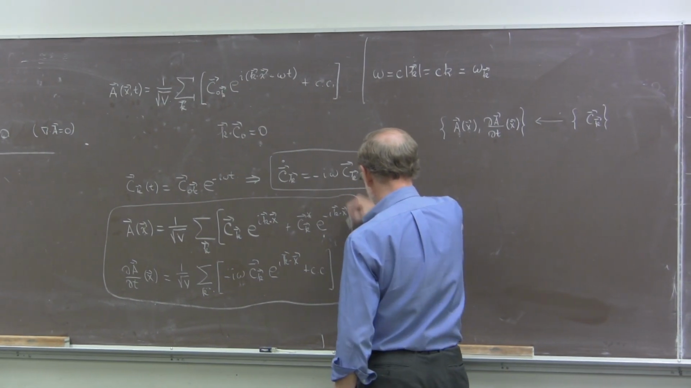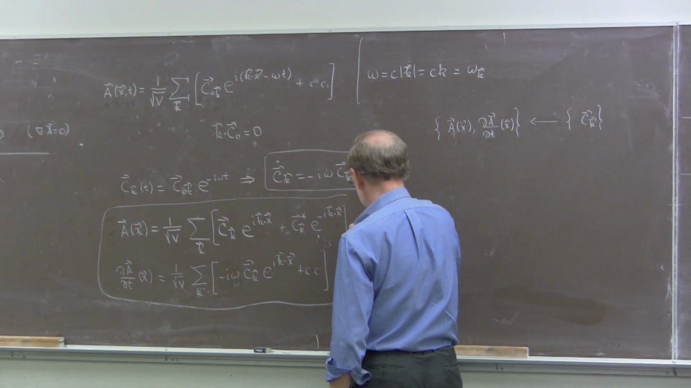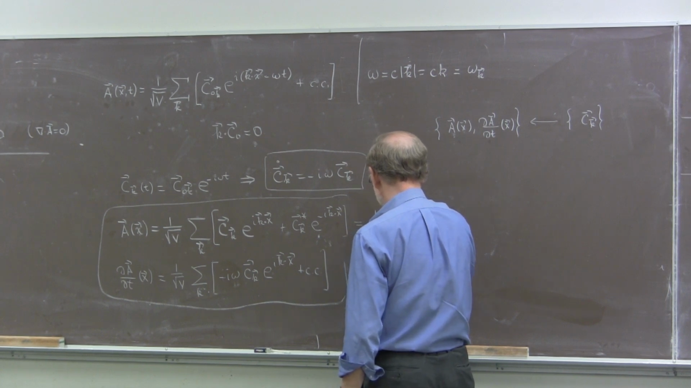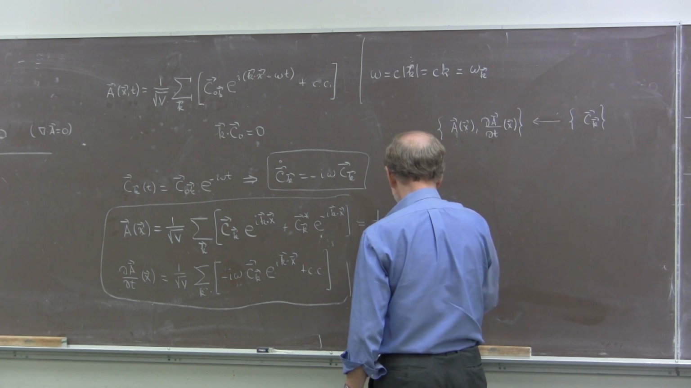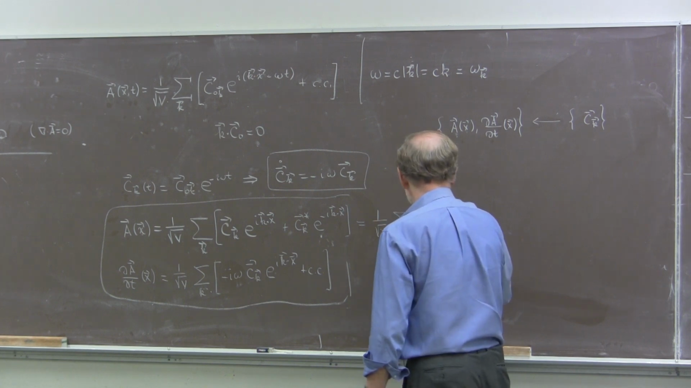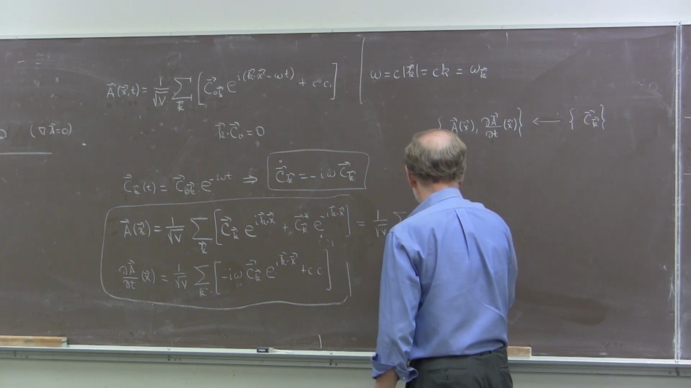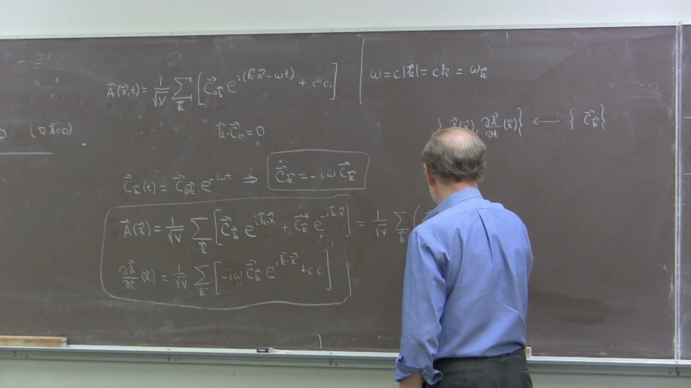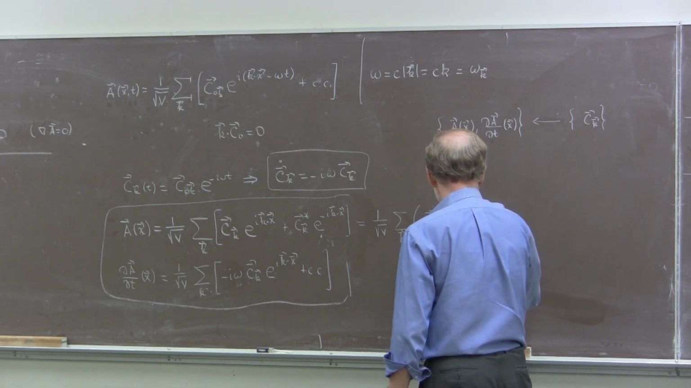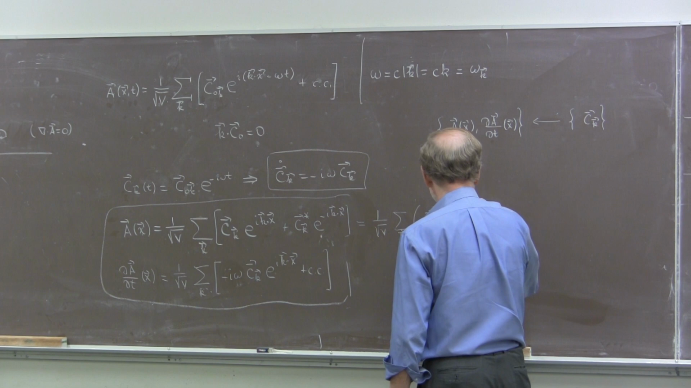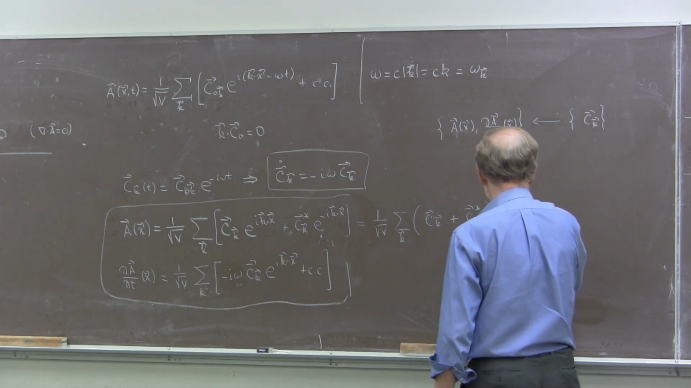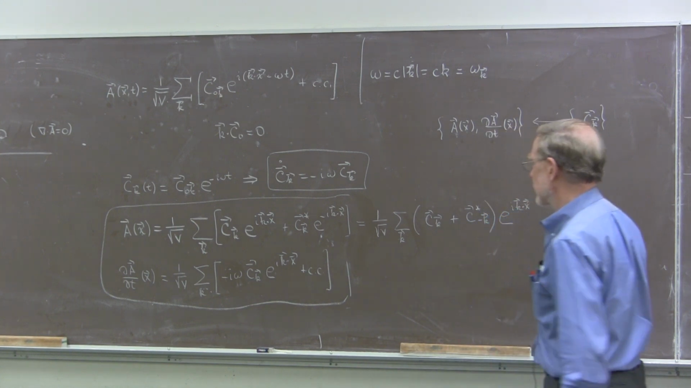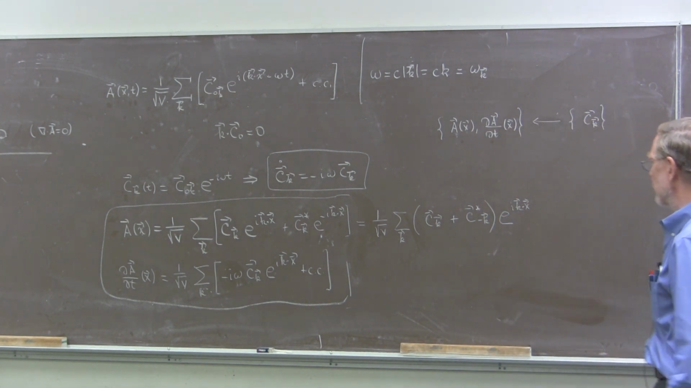So this can also be written as 1 over the square root of volume V, the sum on K, and now what I have is C sub K plus C sub minus K, complex conjugated, all multiplied times e to the i K dot x. That's another way of writing the expansion for the vector potential.